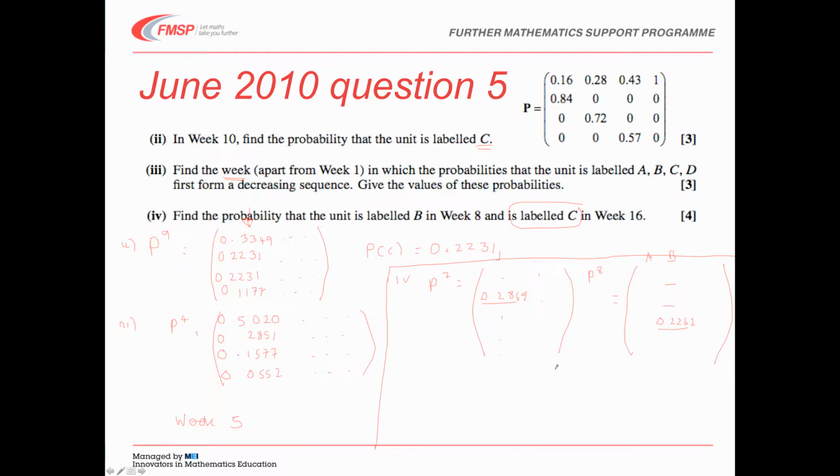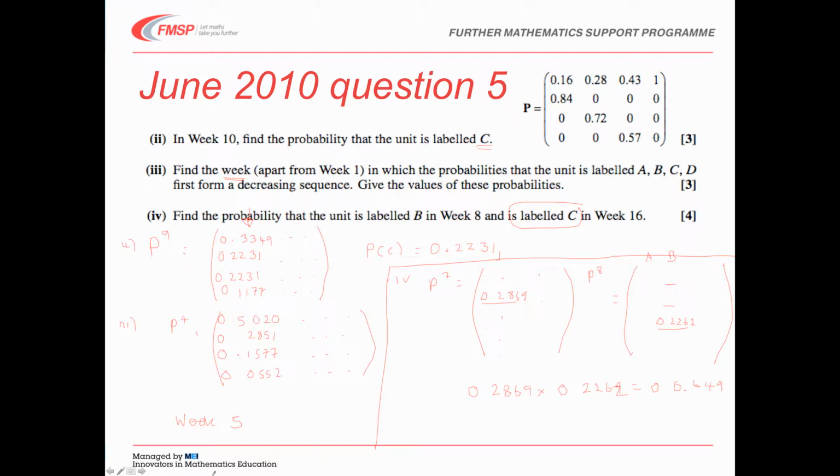So the probability that it's labelled B in week 8 and C in week 16 is found by multiplying these 2 probabilities together, 0.2869 multiplied by 0.2262, and if you work that out, you get 0.0649. What's important to notice here is that for week 16 you've got that new starting point, so it's 8 weeks on. And again, that's not an uncommon thing for them to ask.